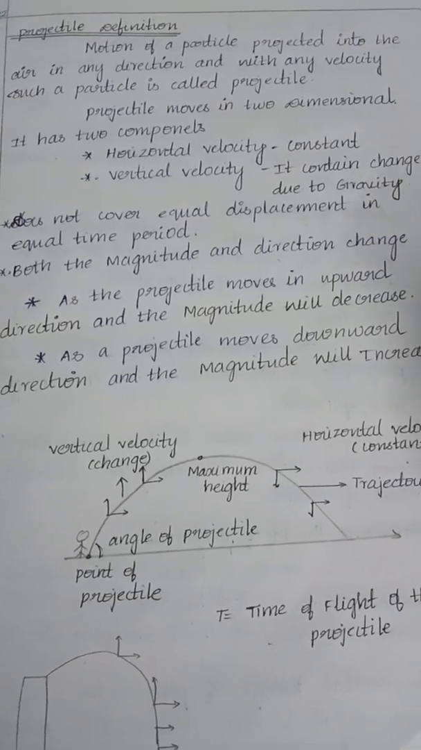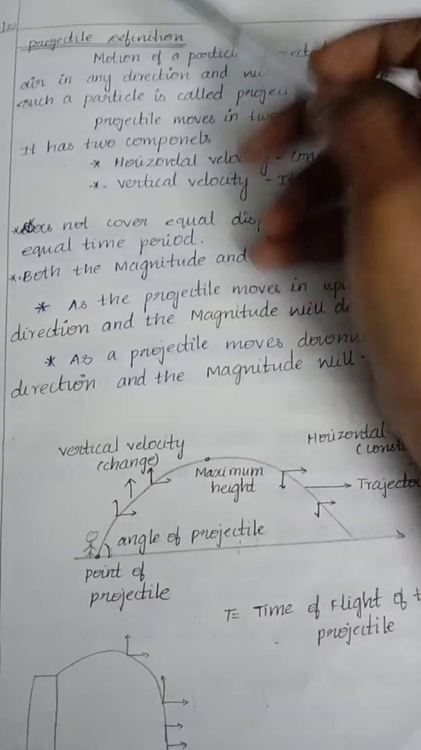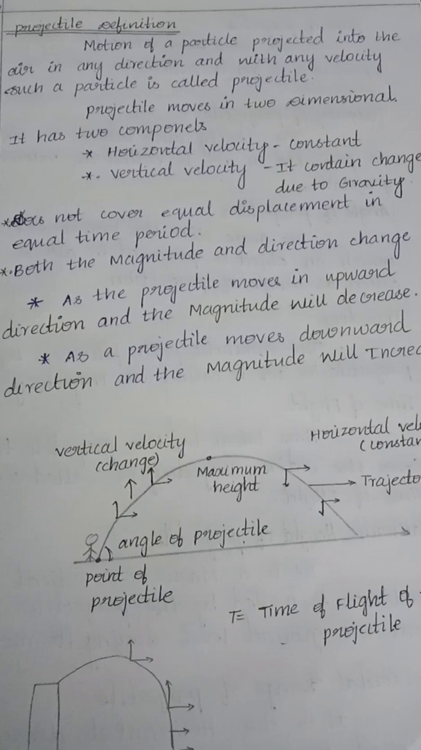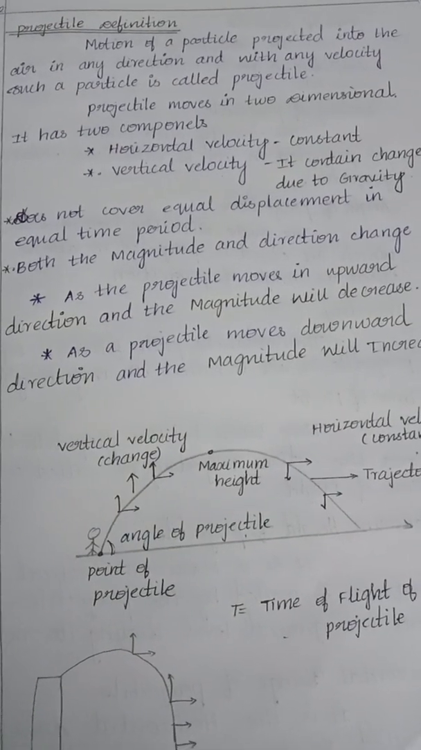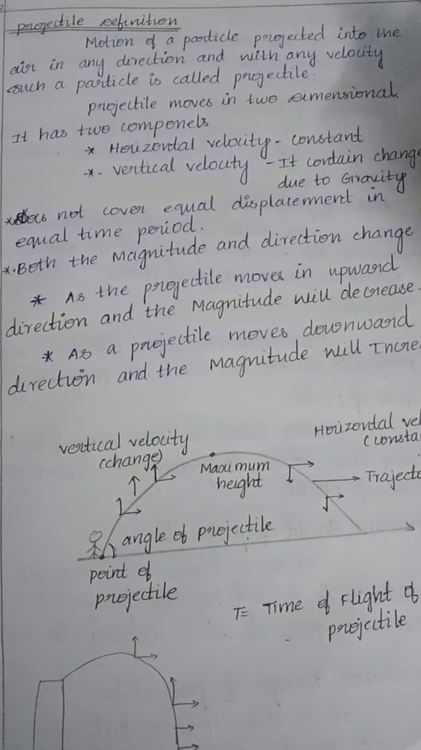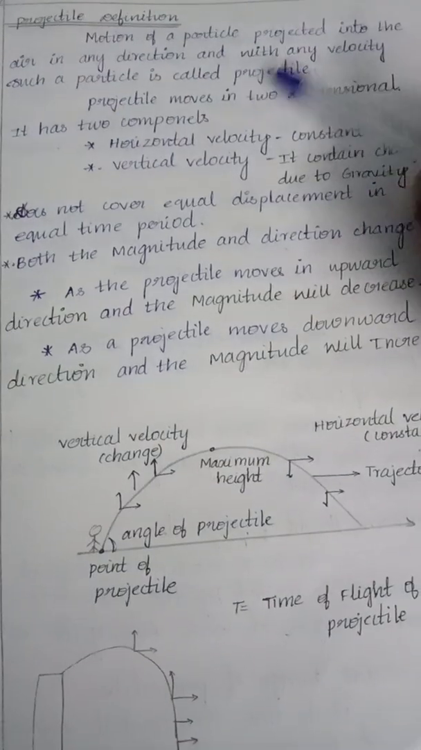Everyone, today we are going to learn about projectiles. So, the projectile definition is the motion of a particle projected in the air in any direction with any velocity. Such a particle is called a projectile.